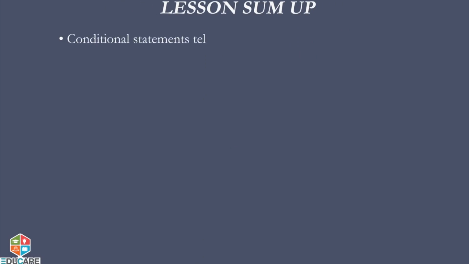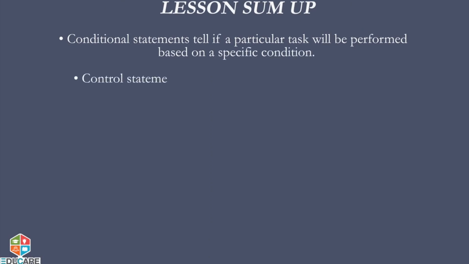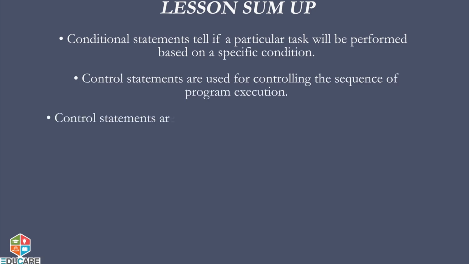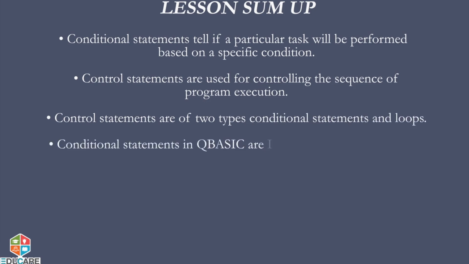Lesson sum up. Conditional statements tell if a particular task will be performed based on a specific condition. Control statements are used for controlling the sequence of program execution. Control statements are of two types: conditional statements and loops. Conditional statements in QBasic are if-then-else and if-else-if-else.